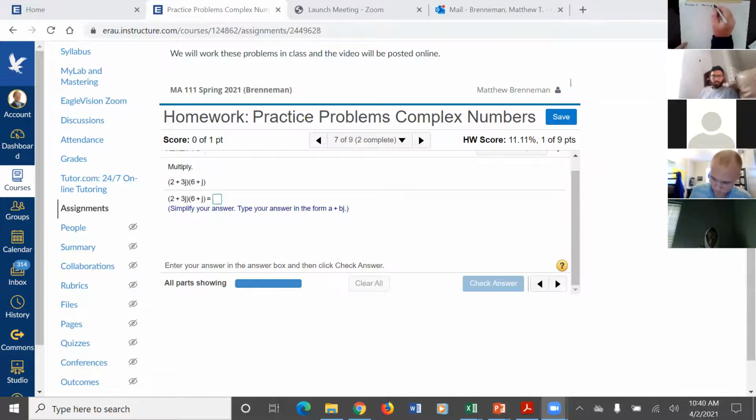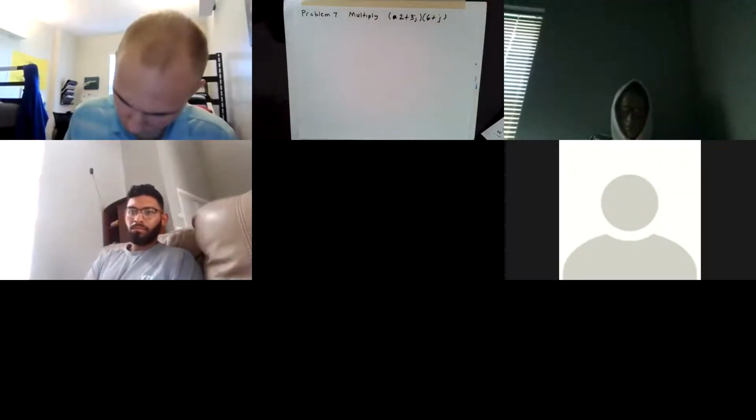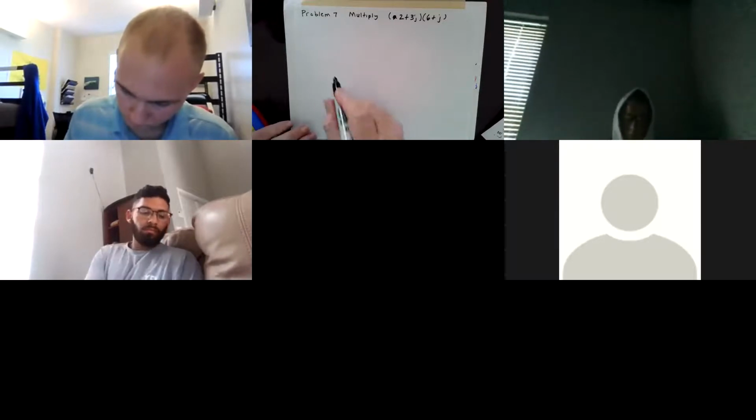And so in this problem, we're working with two complex numbers, and they both have a real and imaginary portion that's non-zero, right? So this is 2 plus 3j times 6 plus j. And so I'll show you a little hack that will help you a little bit, okay?